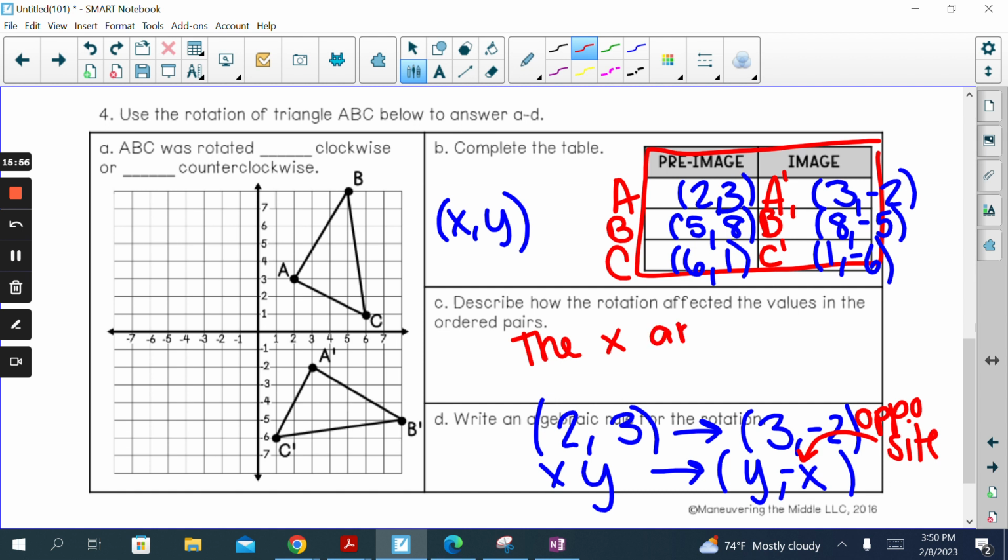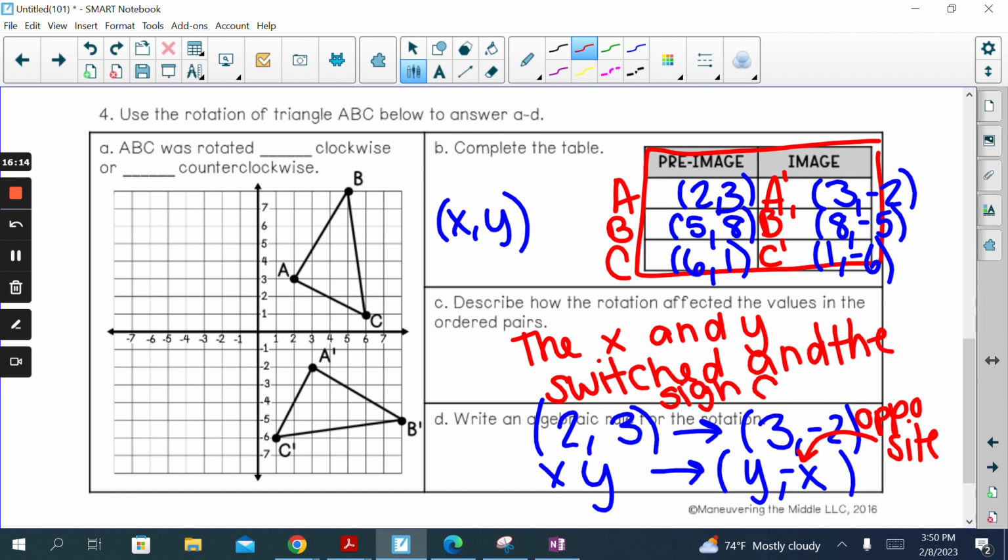The x and y switched, and the sign of x. So in this case, x went from a positive 2 to a negative 2. But don't let that negative fool you. It doesn't mean it's always going to be negative. If I had negative 2, it would have switched to positive 2. It flipped from positive to negative, or if I had a negative, it would flip from negative to positive.